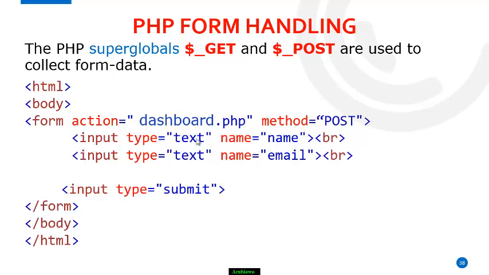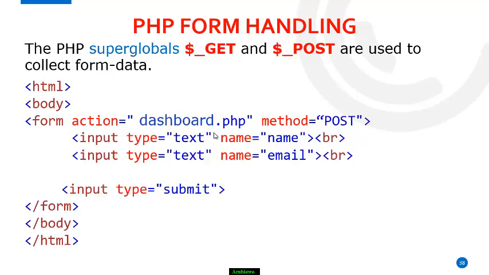Then we have input type text name is equals to name. Input type text name is equals to email. Then we have input type submit. Then we have the close form. This is how to write our form in HTML or PHP.